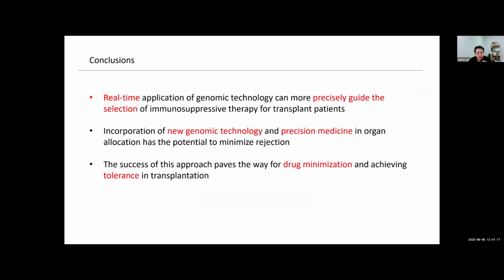So in conclusion, I hope I presented some interesting data for you today that we now can apply real-time genomic technology to more precisely guide the selection of immunosuppressive therapy for transplant patients. Now we're starting to incorporate the genomic technology and precision medicine approach for organ allocation to minimize rejection. And the story doesn't end there, because where we want to go with this is to minimize drug in the future. If we can mostly get patients a well-matched organ, then de facto, they don't need a lot of immunosuppressive therapy. We can minimize the drugs that they get and maybe achieve tolerance through a variety of approaches that we're looking at as well.